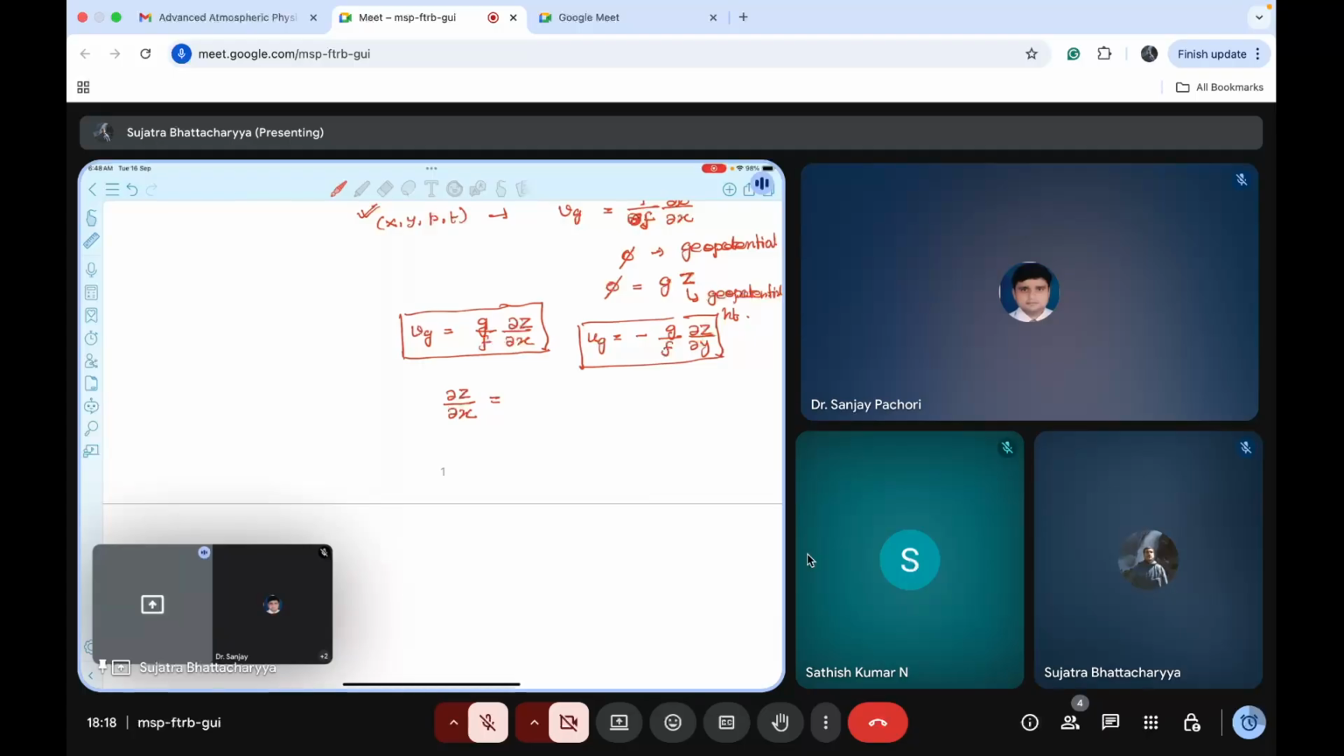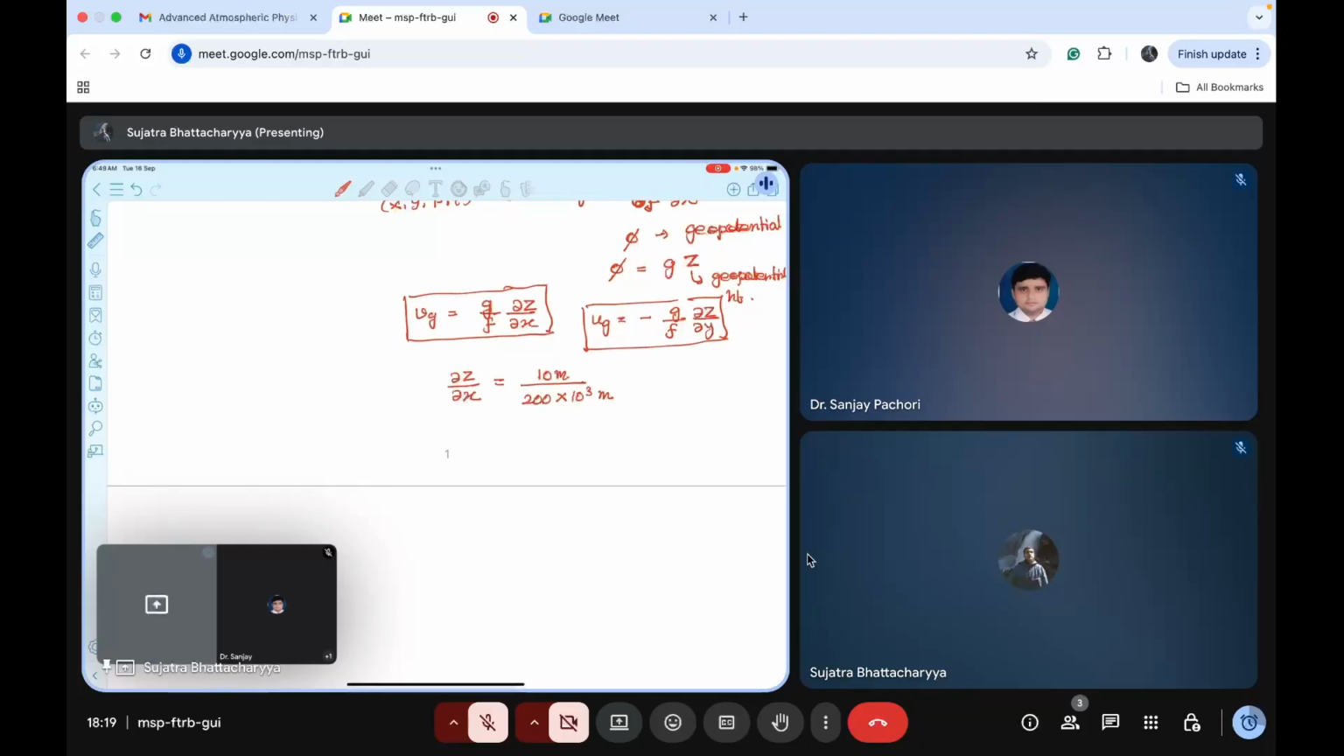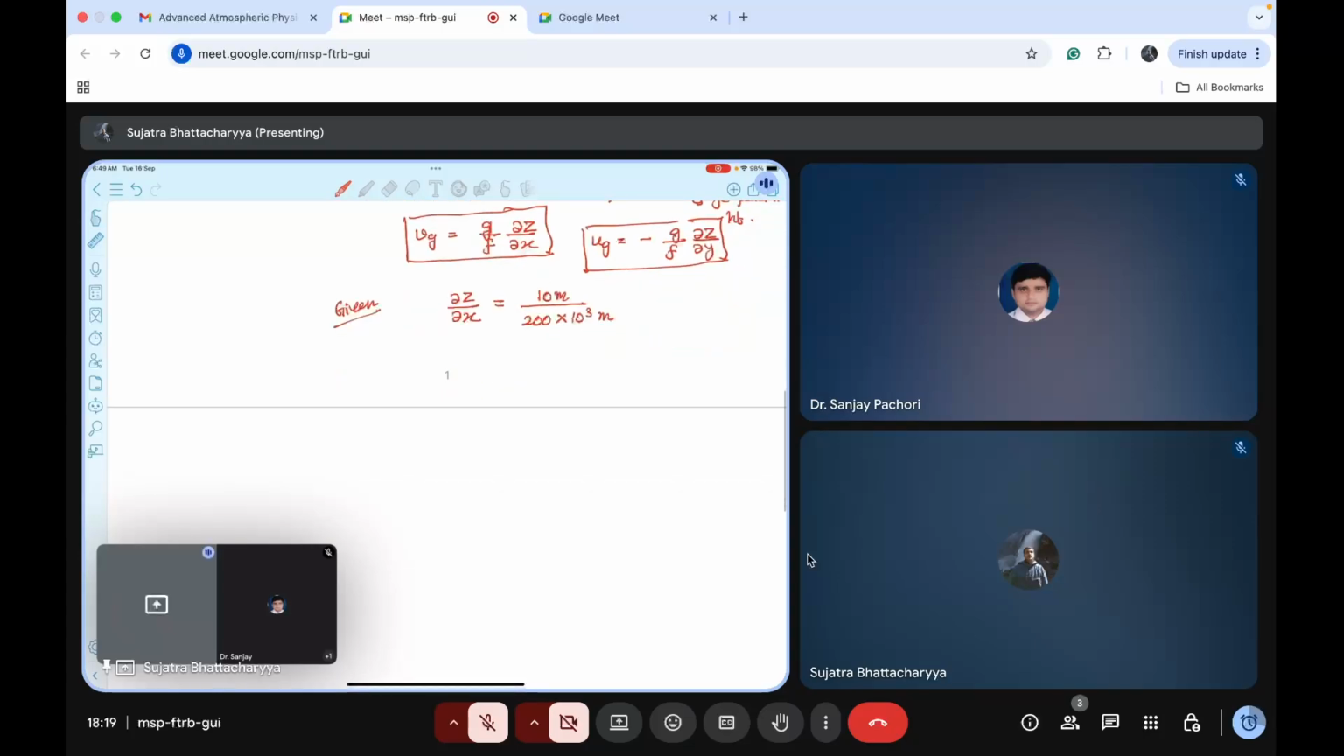So delta z is 10 meter, whatever is given, over 200 into 10 cubed meters. That's 200 kilometers, and 10 meter is the change in geopotential height. This is given in the question. Now you can easily solve, and you know which component of geostrophic wind needs to be calculated. Of course, this one, because delta z by delta x is given. This is not given, so we will not calculate that.